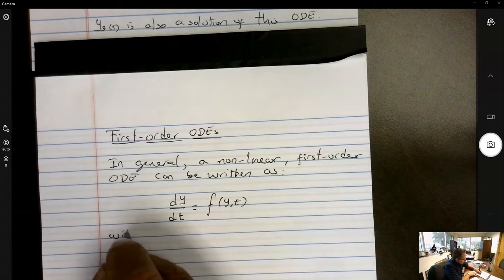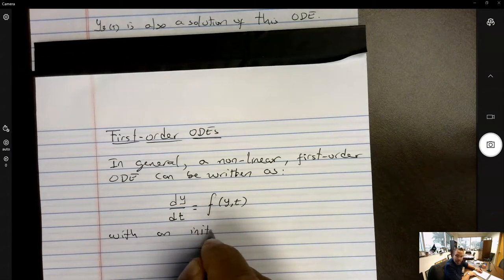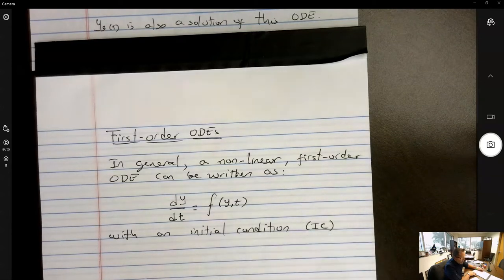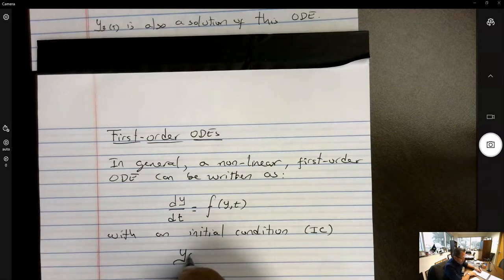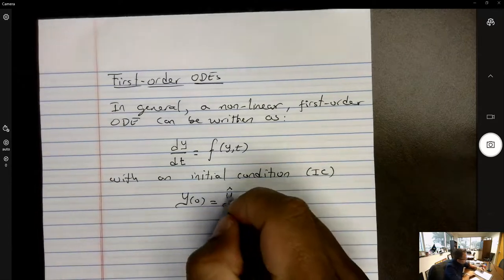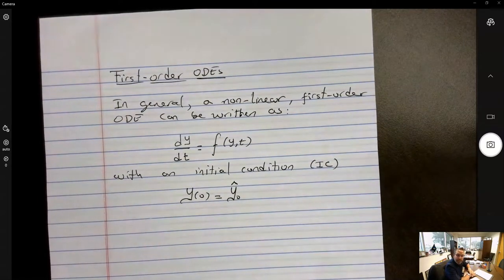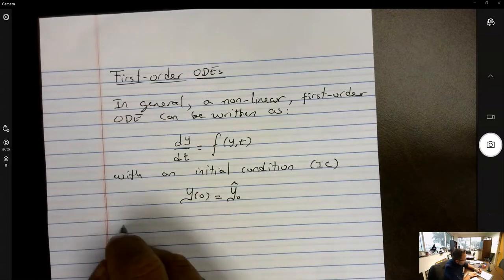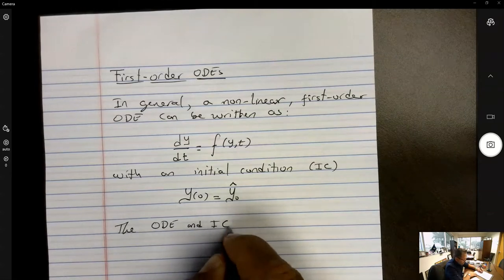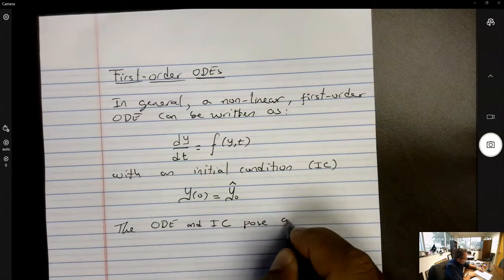And with an initial condition that we'll be referring to as IC, initial condition, which means that at time equals 0, we know what the solution is. We know the value of y, the solution that we're looking for, the function that we're looking for, at time equals 0. All right, and we use this little hat here to denote that that is given information, that's something known.